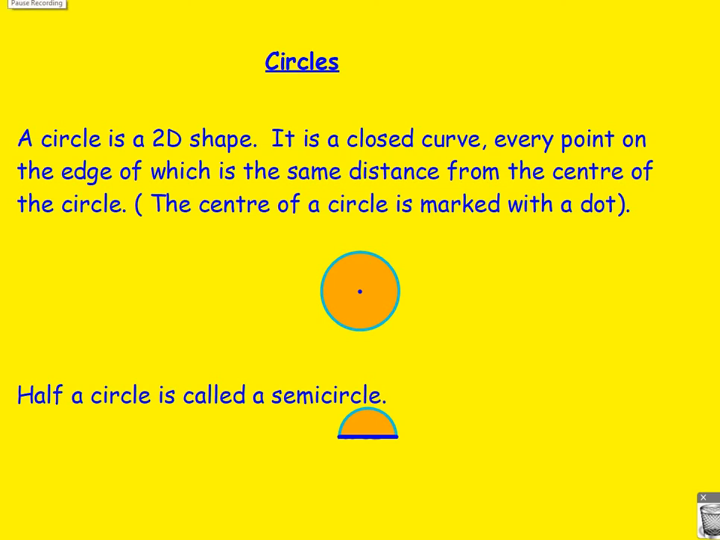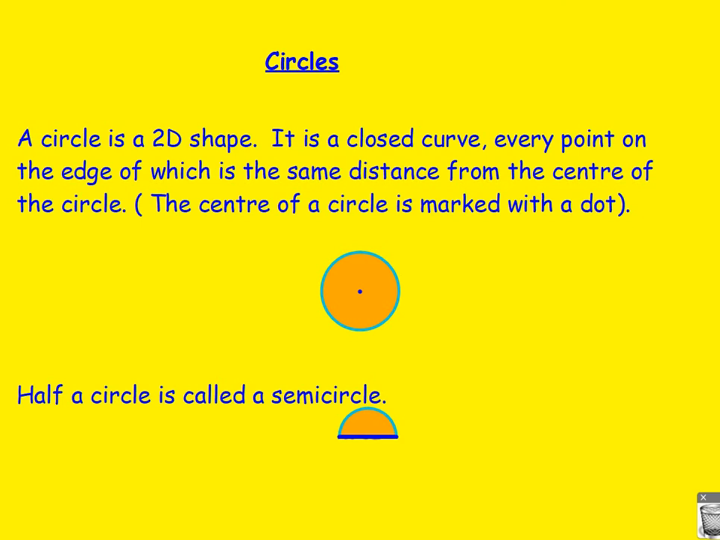In today's lesson we're going to look at circles. Now a circle is a 2D shape, it's a closed curve and every point on the edge is the same distance from the centre of the circle. The centre of your circle will always be marked with a small dot. If you cut your circle in half, then it's called a semicircle.